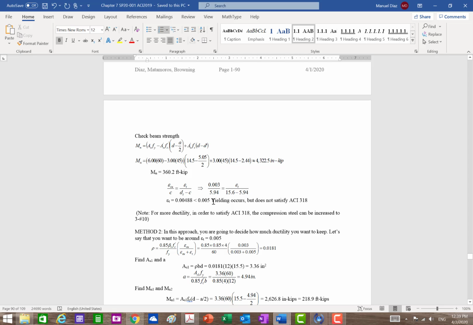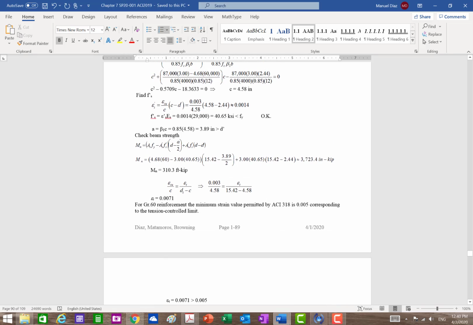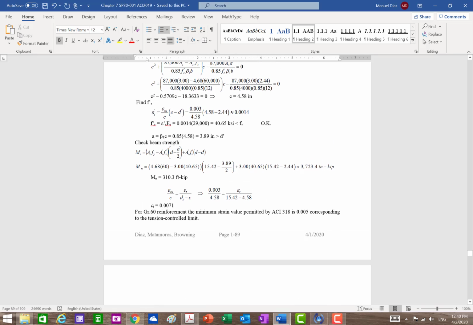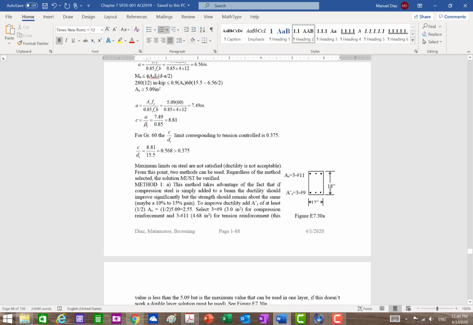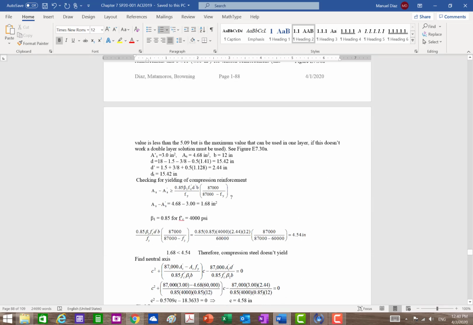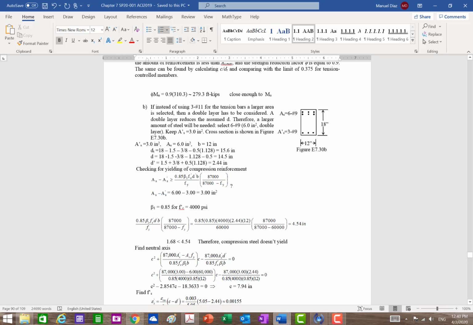So it didn't quite work because we put 6 number 9s, right? And we only needed 5 or 9, all right? So what are the options? So this does not work. So what are my options?